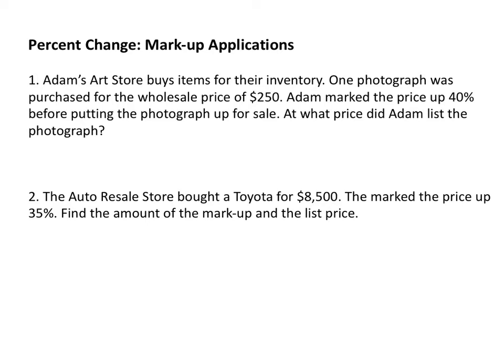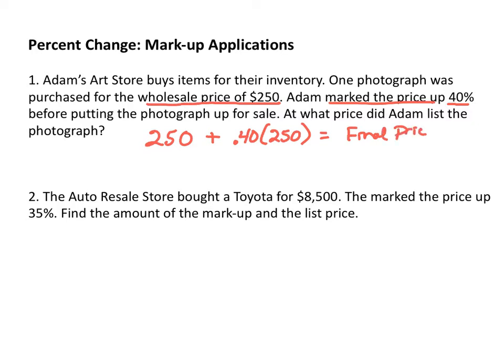I think I'm going to use an equation because we have the original price. So this wholesale price is the beginning price that he paid for this photograph. So that is the original. So we're going to start with that. Then we're going to add or subtract. Now this one, we have marked the price up, so we're adding. Now when we add it, we're going to add 40% of the original price. So that's 0.40 times 250. And then that should give me the final price.